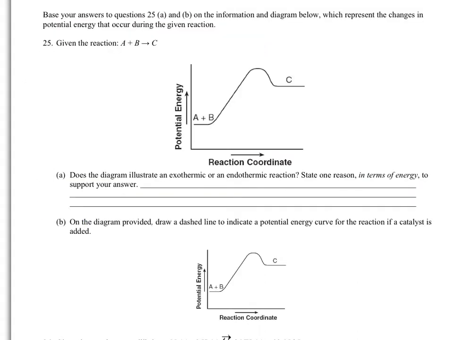In question number 25, we're looking at this potential energy diagram and trying to figure out if this is endo or exothermic. We can see that the energy is increasing or energy is going in. That means this is an endothermic process because energy is increasing. Now recall that adding catalysts to chemical reactions does not change the potential energy of the reactants or the products. But what it does do is it lowers the activation energy.